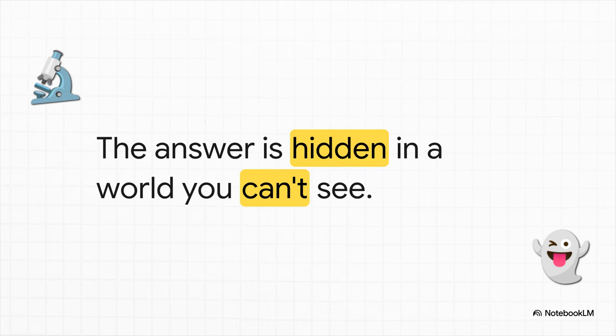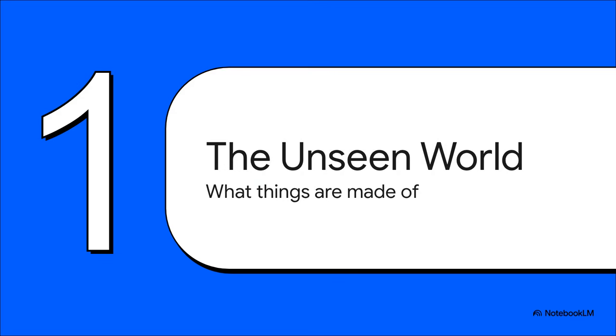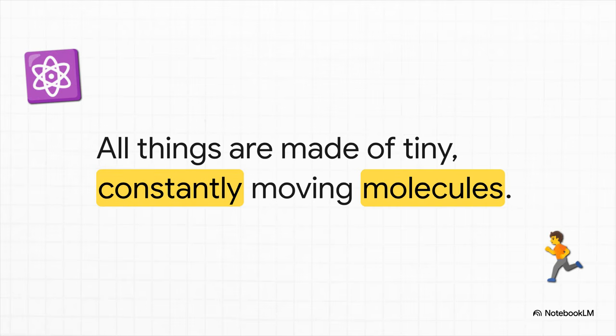To really get this, we have to shrink ourselves down. We're talking about going microscopic, to a world that controls everything we feel and experience as temperature. So, our journey into that unseen world starts right here. First stop, we need to understand what everything around us, and I mean everything, is actually made of. Once you get this one idea, trust me, everything else just clicks into place. Okay, believe it or not, the chair you're sitting on, the air you're breathing, this very screen you're looking at, it's all just a giant collection of tiny, jittery little particles called molecules.